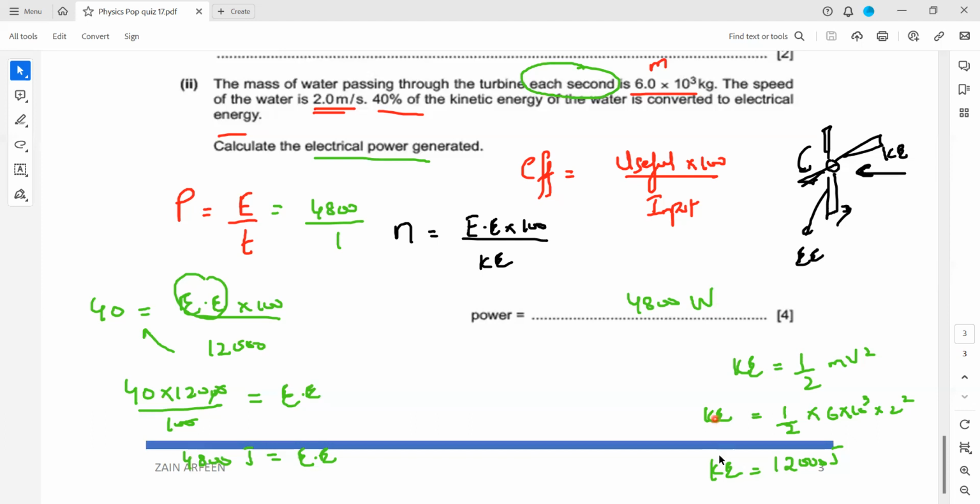Is this question clear? Anyone having a doubt? No doubts.